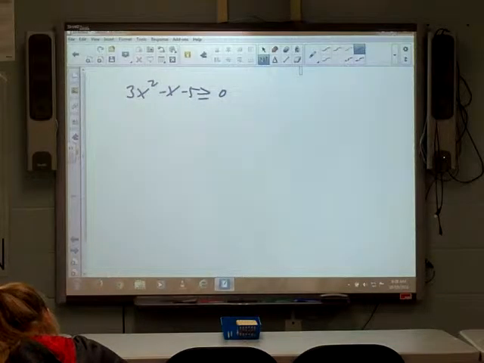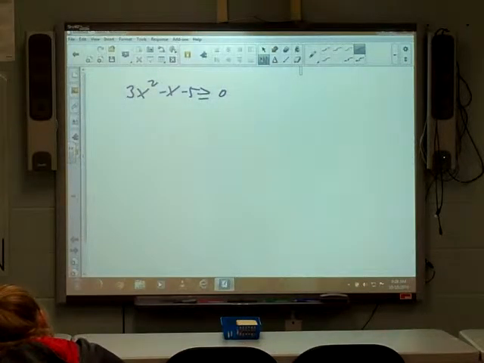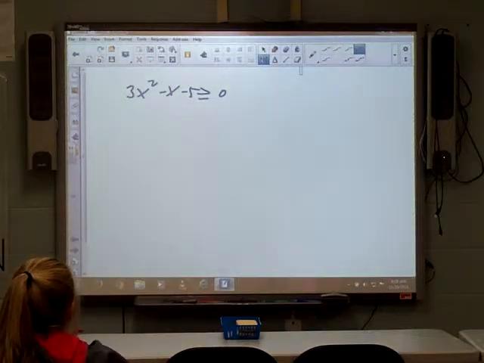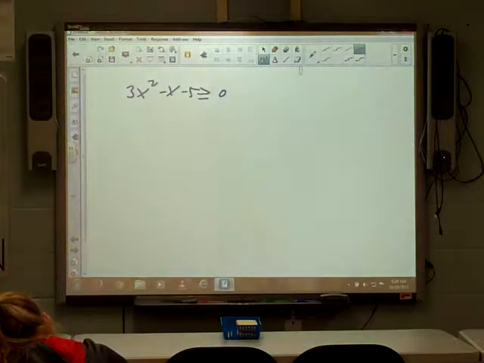Alright, so we've got 3x squared minus x minus 5 is greater than or equal to 0. Can we just do the quadratic formula? Yep, this is a quadratic. It's just got a greater than or less than sign instead of an equal sign, so your options are all the same: factoring, quadratic formula, completing the square, all of those methods.